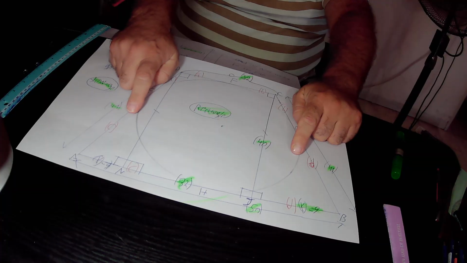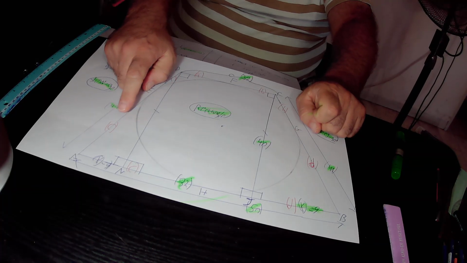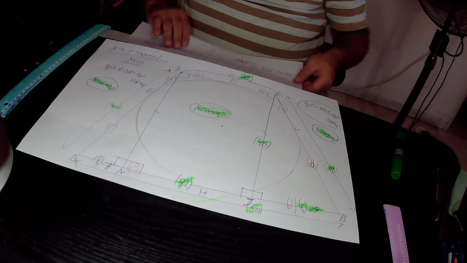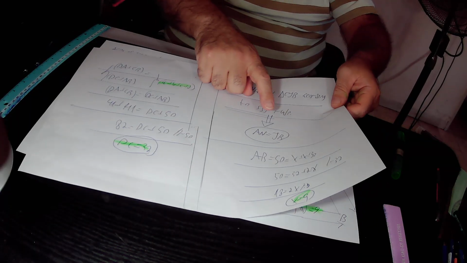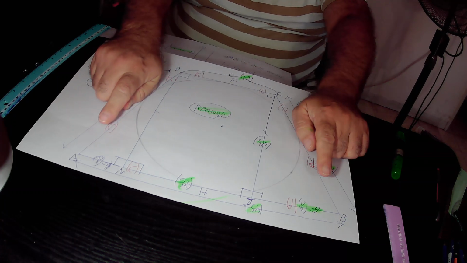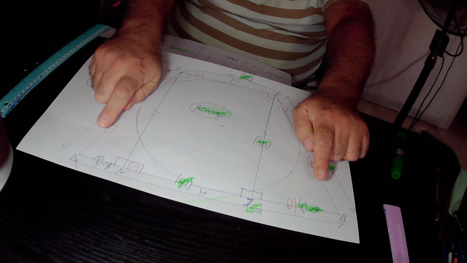Those two right triangles coincide with each other, therefore the two corresponding sides, that is to say AN and JB, must also be equal to each other in their length. So AN equals JB. If we define AN as x, then JB must also be equal to x because they are equal to each other.